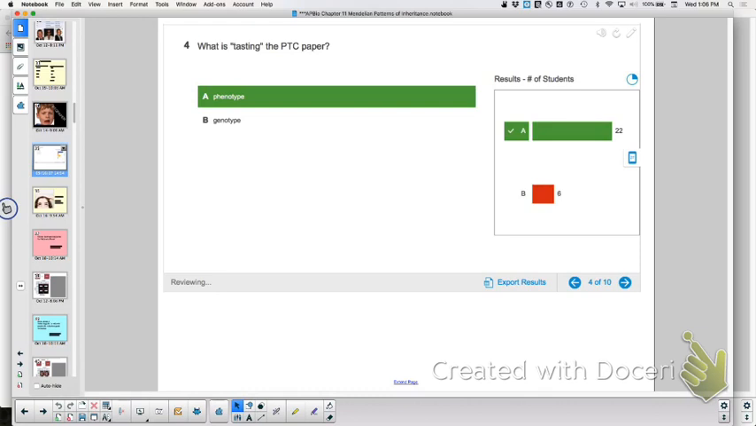The genes to taste could either be big T, the genotype, big T, or what could be another one? Big T, little t. Okay? 6 of you struggled, so check if your bio buddy was one of the strugglers. May I assist you? May I help you?